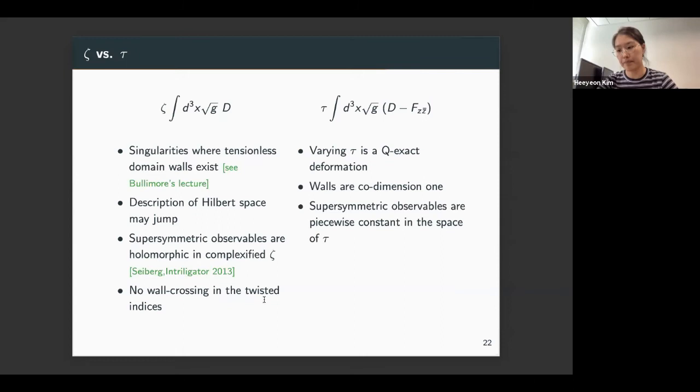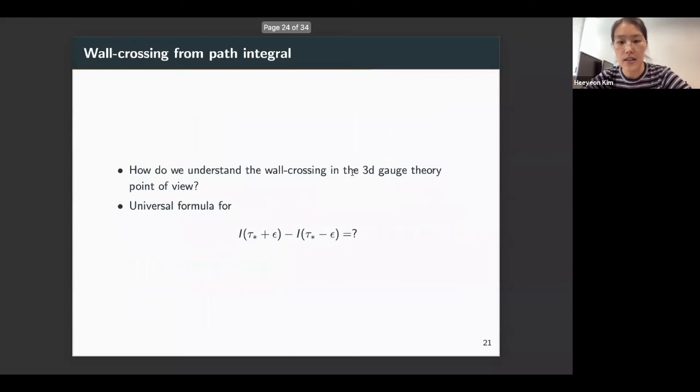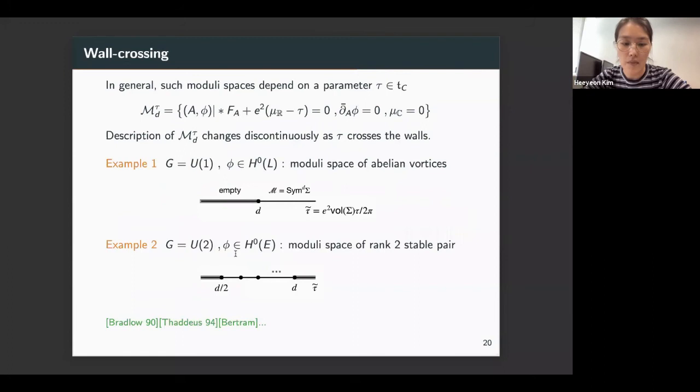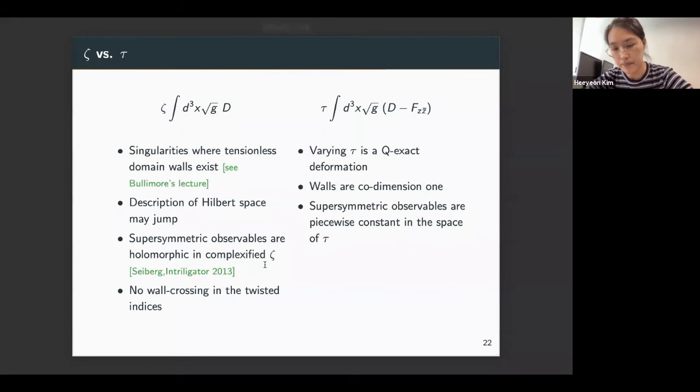So this is very different from the structure of the walls that we have in the plane of tau. What's different here is that varying tau in a supersymmetric theory is a Q-exact deformation. So in principle, the index shouldn't depend on tau at all. But you can check that there could be walls which are codimension one, like in this example here. These are all codimension one, and some non-compact Coulomb branches can open up at these singular points here. Therefore, the supersymmetric observables, for example, the twisted index, are piecewise constant in the space of tau.